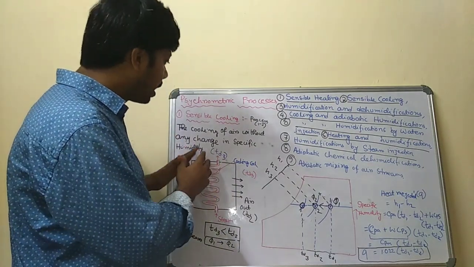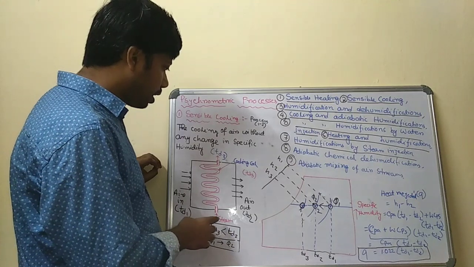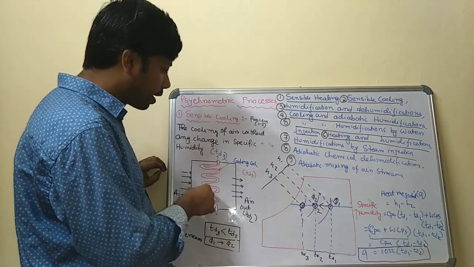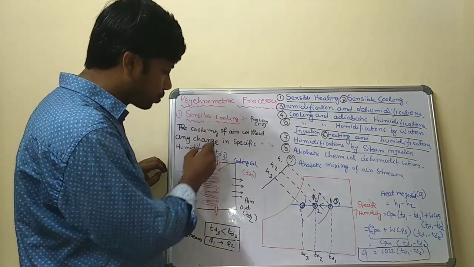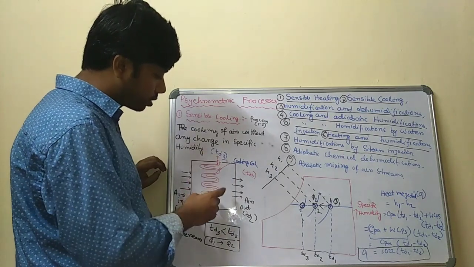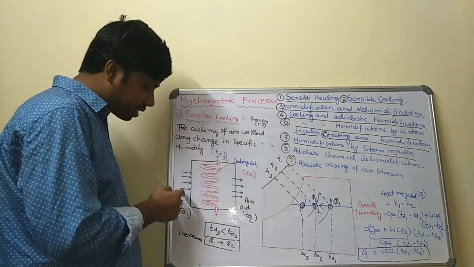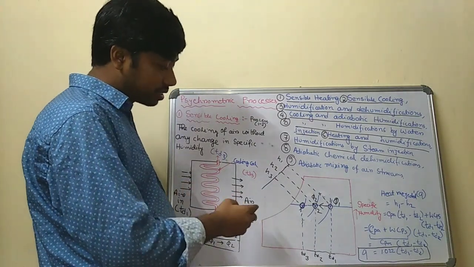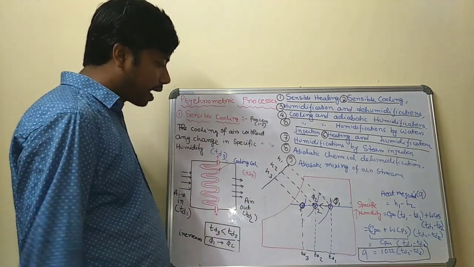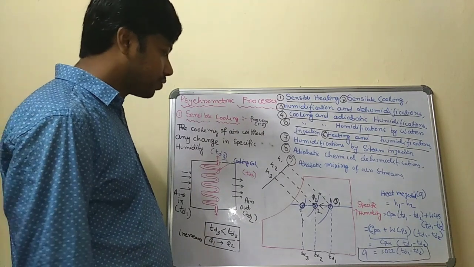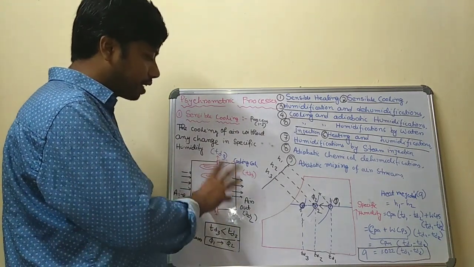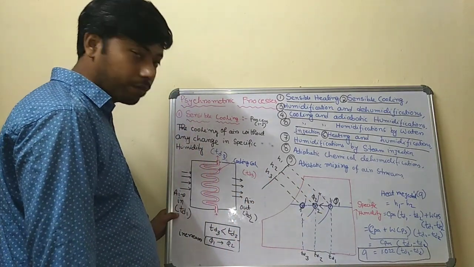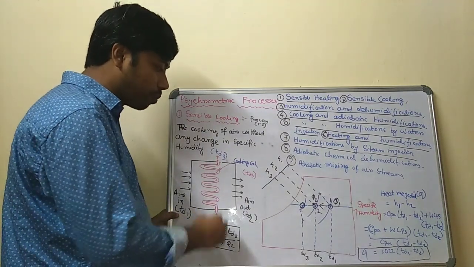Suppose this is the sensible cooling arrangement, in which you can see this is the cooling coil. The ice or normal cold water passes through this cooling coil. The air inlet temperature is given as TD1, the air exit temperature is TD2, and the cooling coil temperature is TD3. If you plot the psychrometric chart, obviously TD1 will be very high compared to TD2 and TD3.